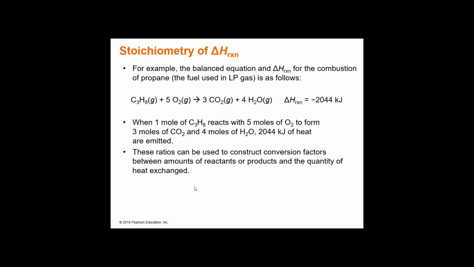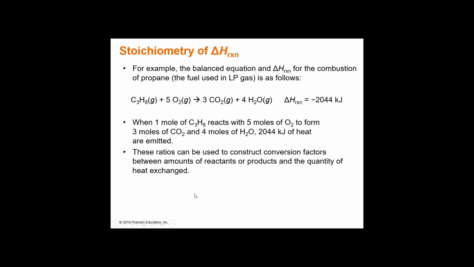Okay, so here's a balanced equation. Again, we're using propane, and we can see that with this exact ratio of coefficients, it produces a negative 2,044 kilojoules. If we change any of these, that's not going to happen. But we can also use it as a conversion. So 1 mole of propane reacts with 5 moles of oxygen to form 3 moles of carbon dioxide and 4 moles of water. So with this amount, there's a ratio of anything with this.